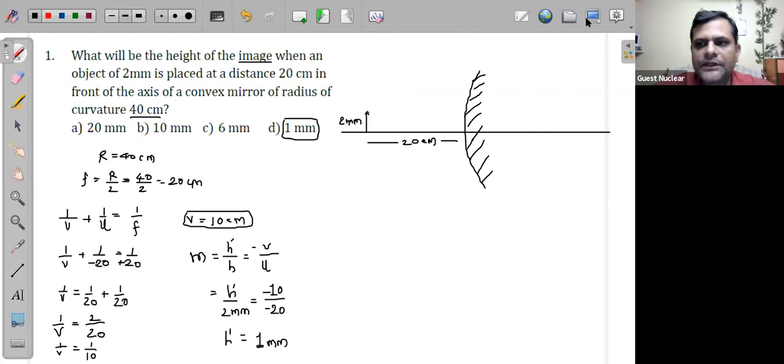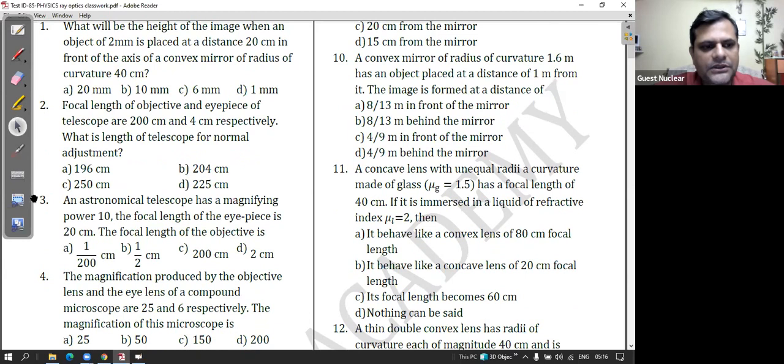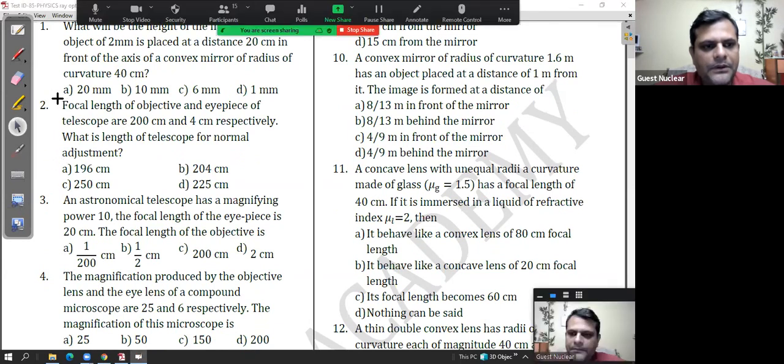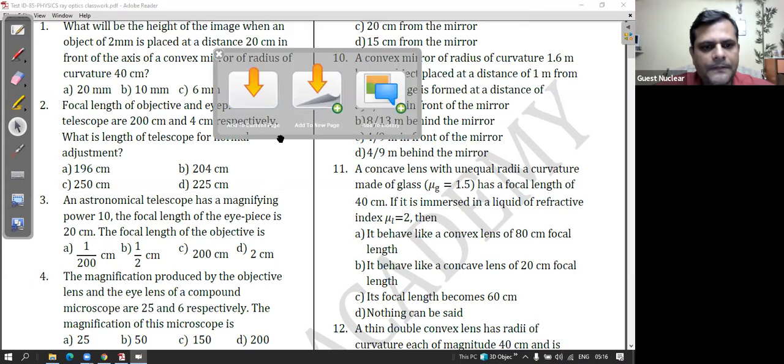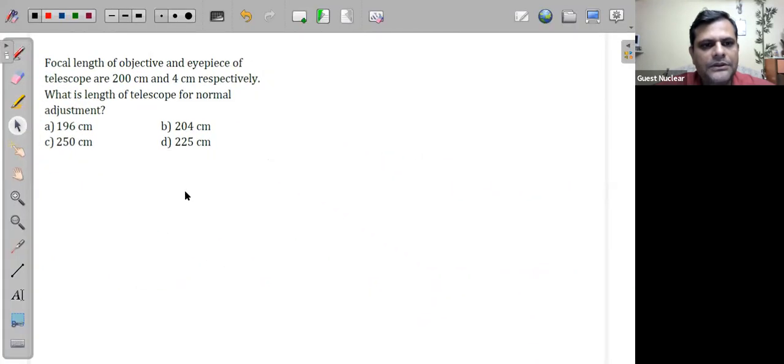Okay, let us move to the next question then. Second question that is here. Focal length of objective and eyepiece. See here, the focal length of objective and eyepiece of a telescope are 200 centimeter and 4 centimeter respectively. What is the length of telescope for normal adjustment?